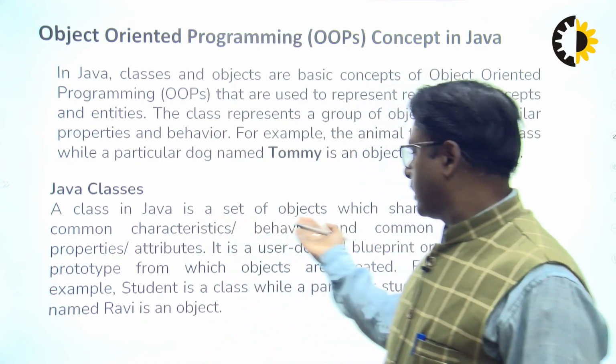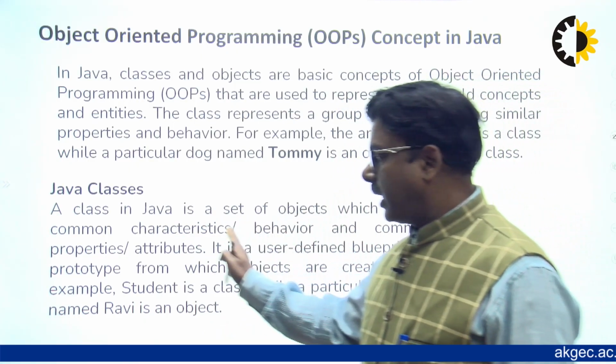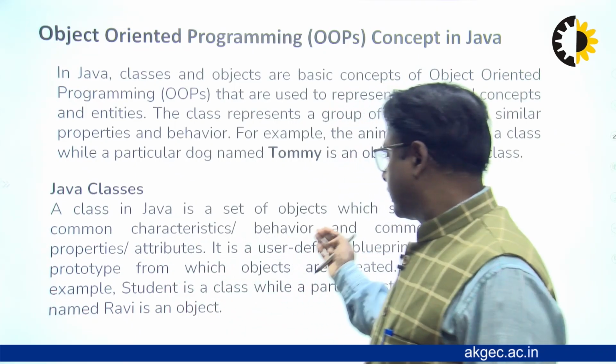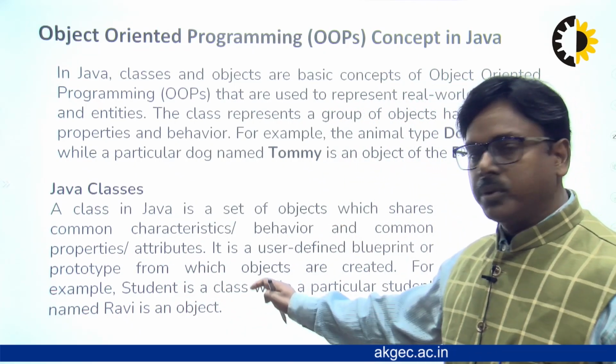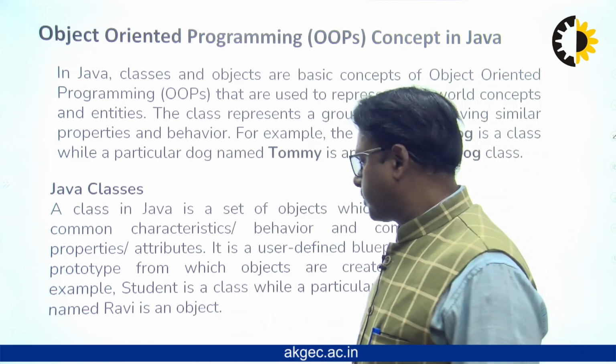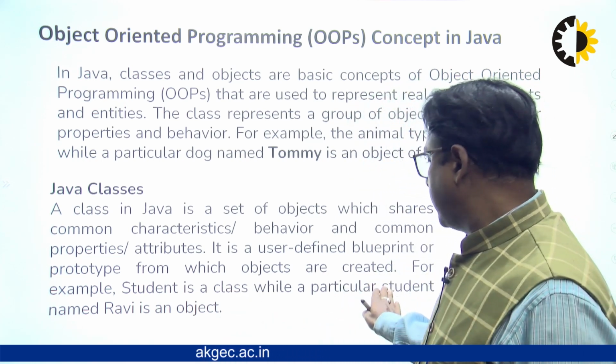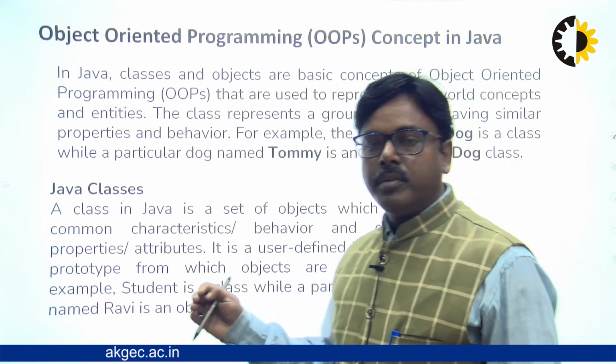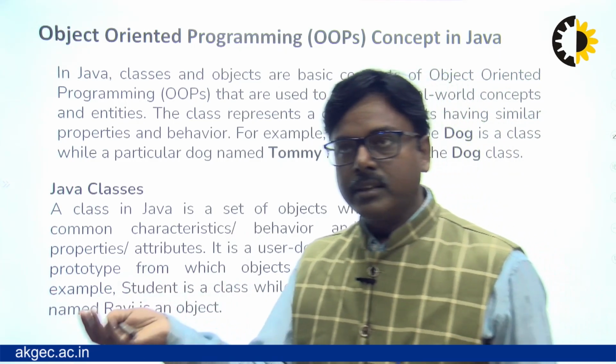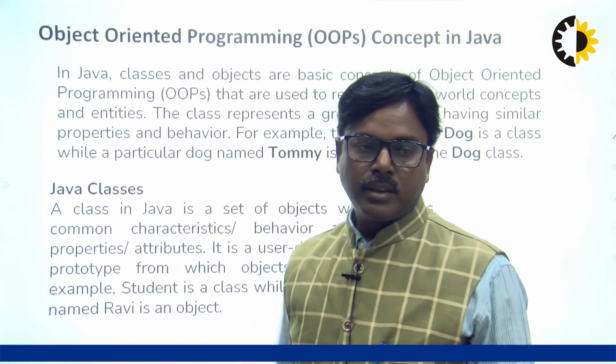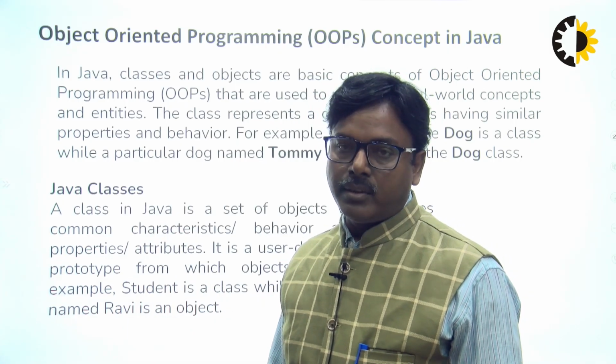A class is a set of objects, and it can have any properties, characteristics, and behavior, and common properties and attributes that will be utilized by that class. Objects are created for that particular class, and these objects help to access the members that are defined in the class.